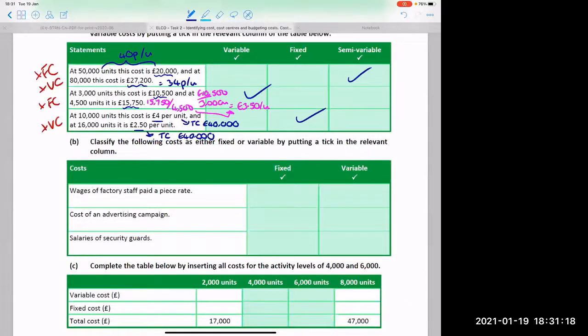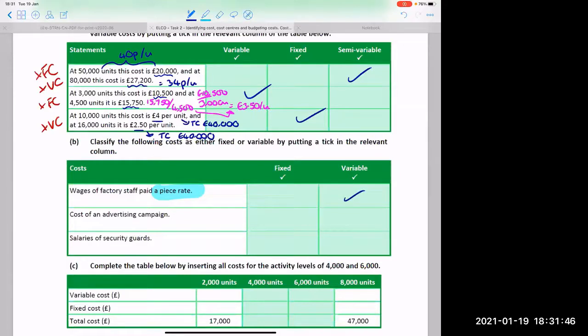Part B, we need to tell the examiner, are these fixed or variable? Wages of factory staff paid at a piece rate. Piece rate, guys, is different from a salary, isn't it? A salary is where you get a fixed monthly amount, for example, which is what most of us probably do. Getting paid a piece rate means you're getting paid an amount per item that you make. So maybe they're in the factory making jars of jam and they're getting paid 50p per jar, something like that.